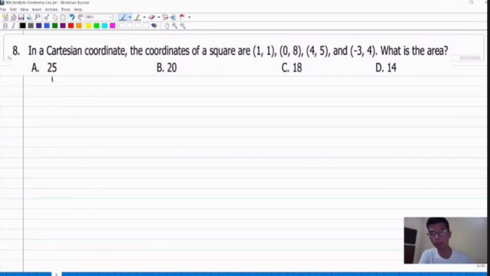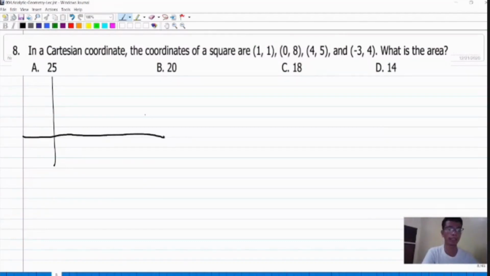And one important thing na dapat ginagawa natin kapag ginagamit ang coordinate method is to plot the points para alam natin kung sino yung magkakatabi sa kanila. So, the point number 1 is 1, 1. So, ito yun, 1, 1. The point number 2 is 0, 0 yung x, 8 yung y. So, let us assume na ito, 0, 8.